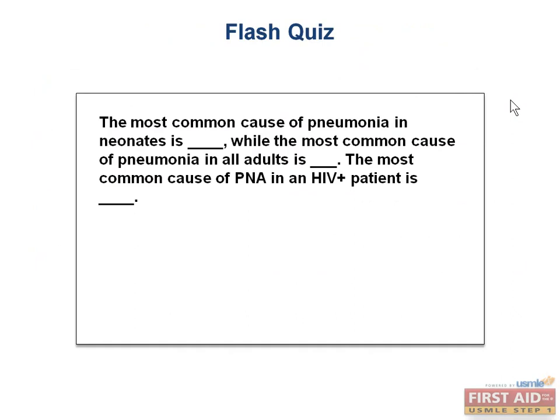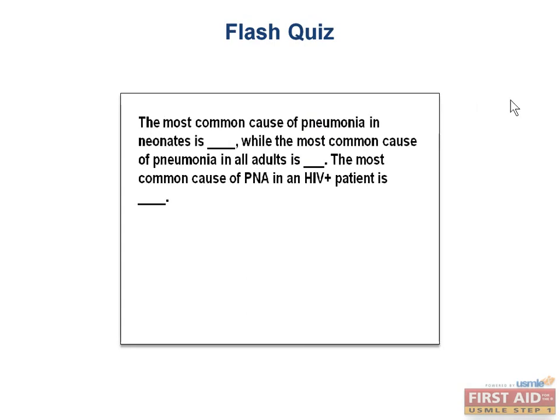Let's do a flash quiz. The most common cause of pneumonia in neonates is what? While the most common cause of pneumonia in all adults is which bug? The most common cause of pneumonia in an HIV-positive patient is what?